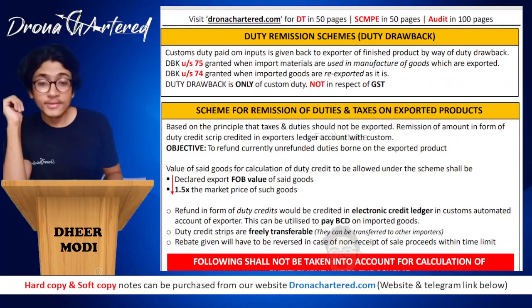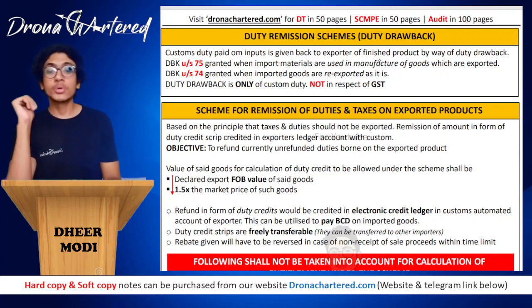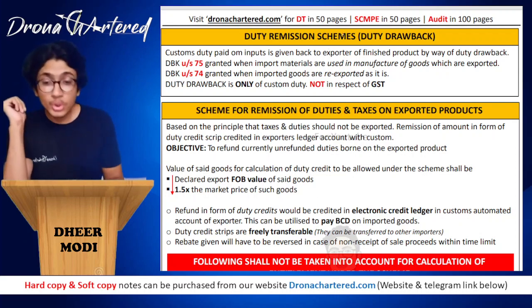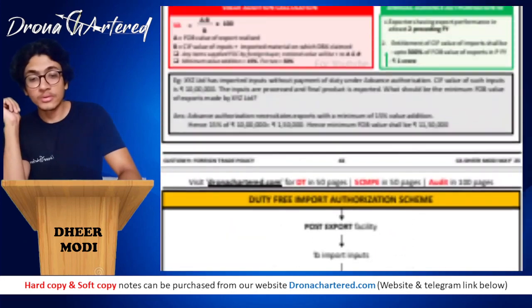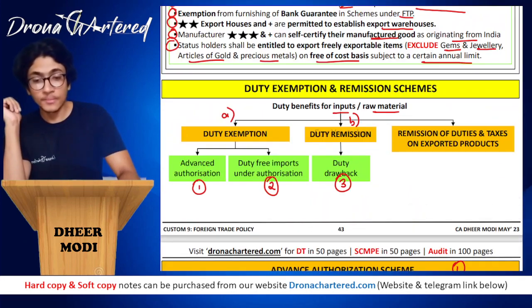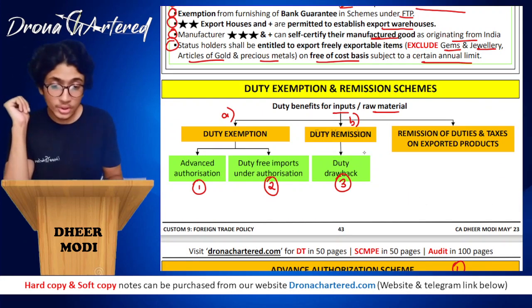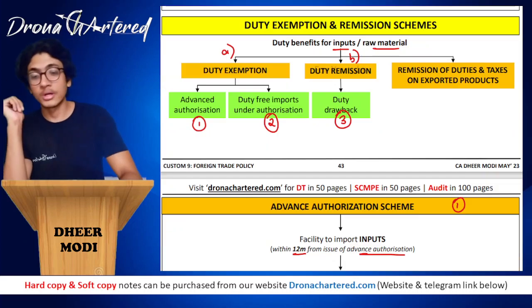Okay. Next is the duty remission scheme, that is your duty drawback. So duty remission scheme, if you remember, was another part that we were discussing. That is your duty remission, duty drawback. This was your third part.